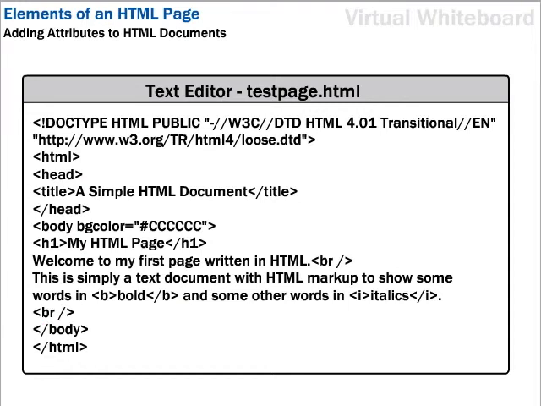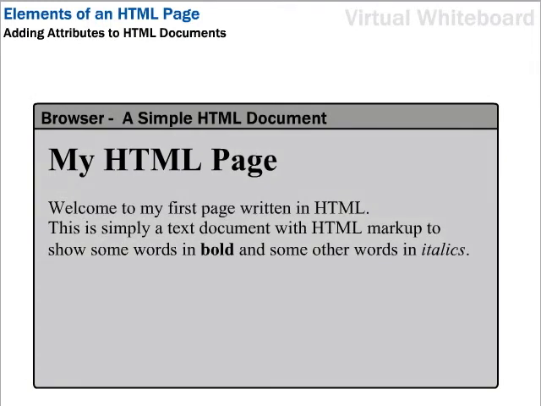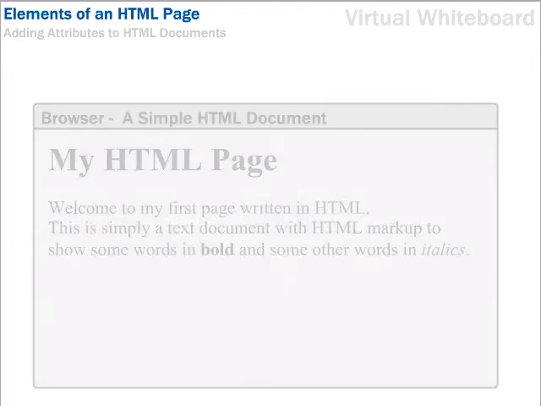Occasionally, there is a need to specify exactly how a markup tag should behave. In such cases, you can add parameter and value pairs, known as attributes, to change the behavior of the element. In this example, the behavior of the body tag has been modified by adjusting its BG color, or background color, property to a light gray. This shows the effect this has if applied to our file testpage.html.